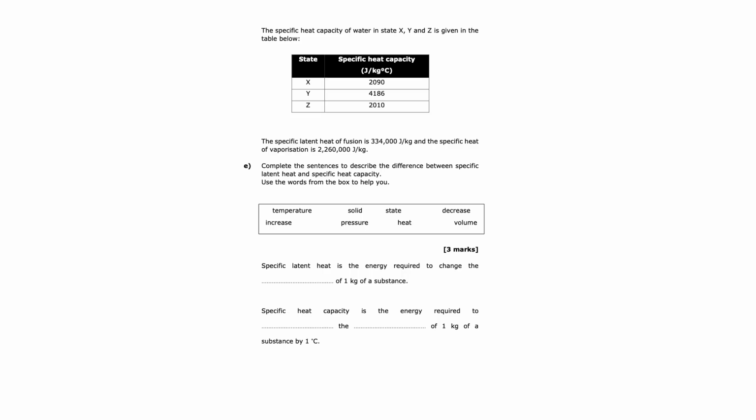Here we're told that the specific heat capacity of water in state X, Y and Z is given in the table below.